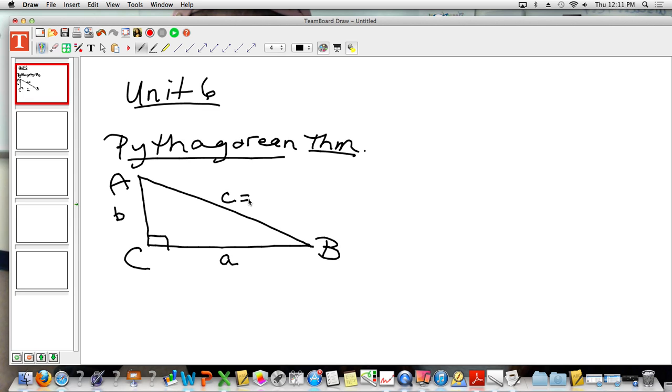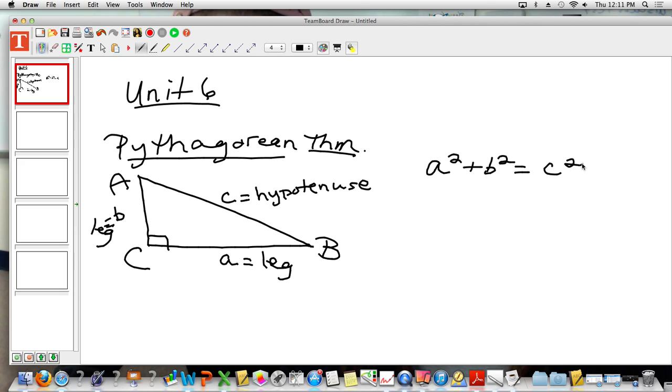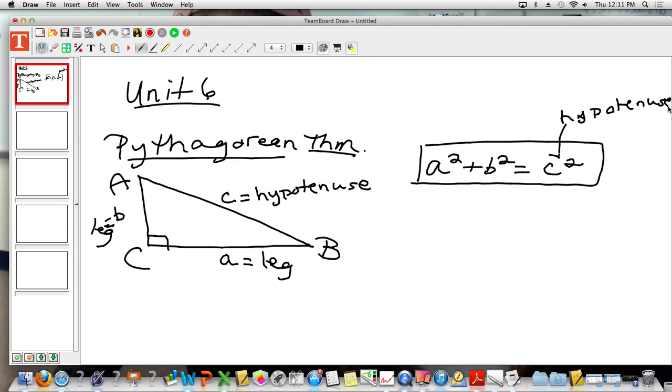Now C, what do we call C? It is the hypotenuse. And by the way, a hypotenuse only exists if you have a right triangle. So if the triangle is not right, it does not have what we call a hypotenuse. Side A and side B are both called legs. And the Pythagorean theorem says that if you take side A and square it and add to it side B squared, you will get side C squared. This is the Pythagorean theorem: A squared plus B squared equals C squared. Again, C is the hypotenuse, and A and B are both legs.